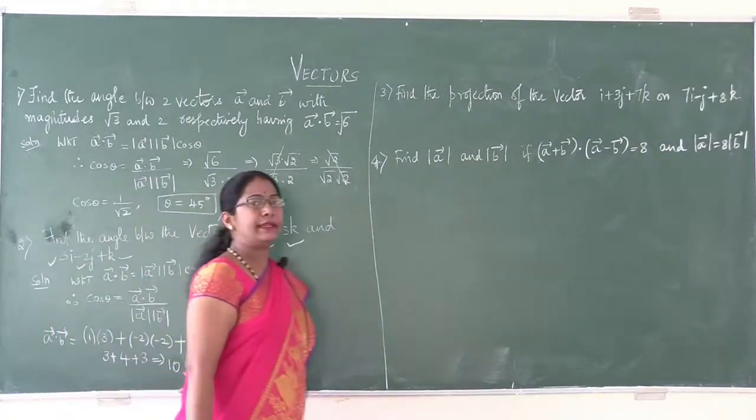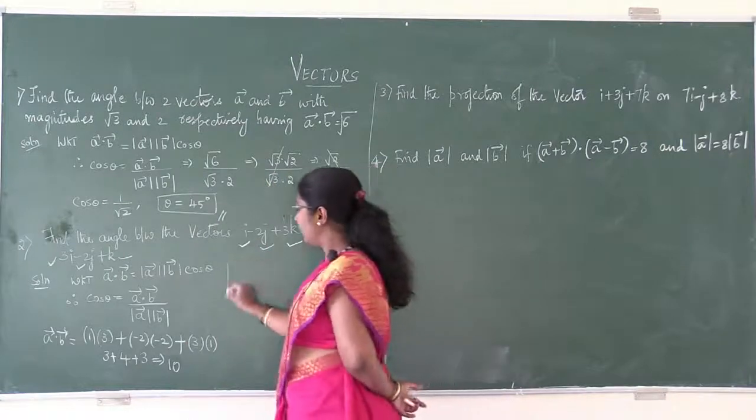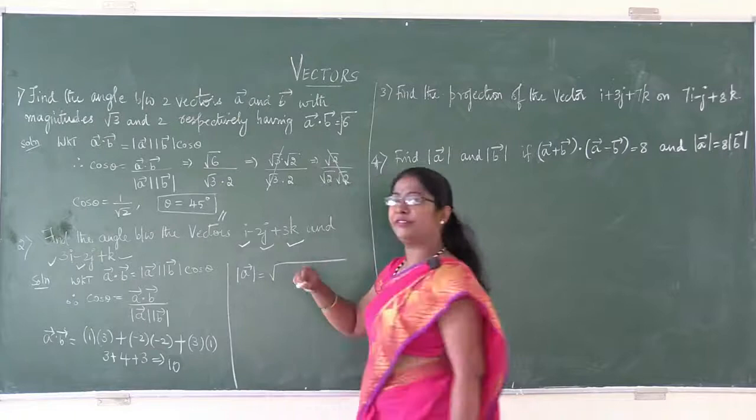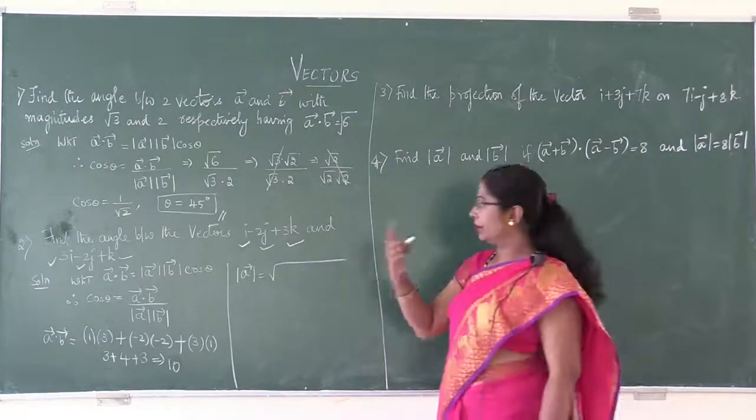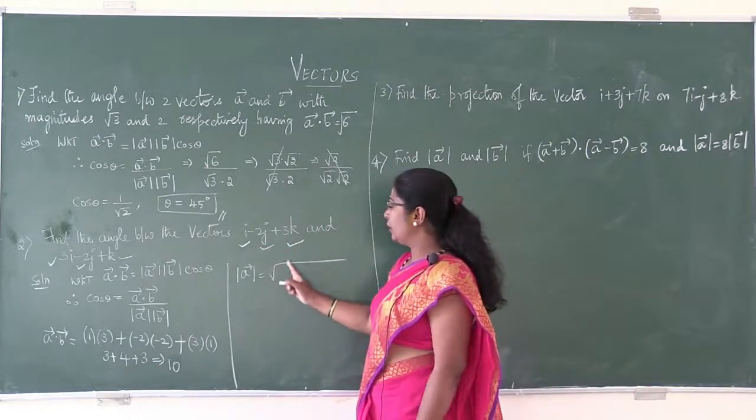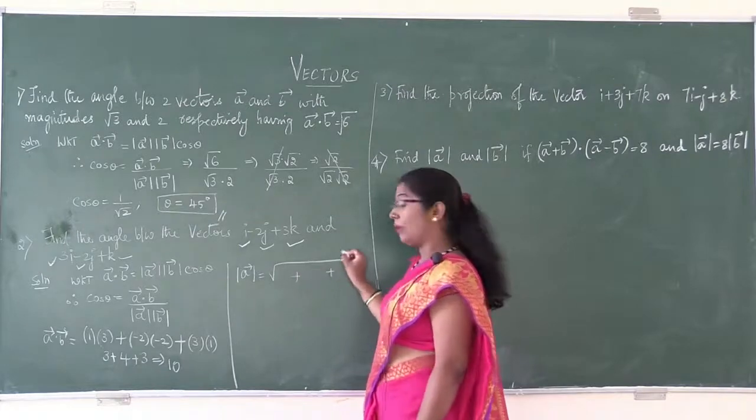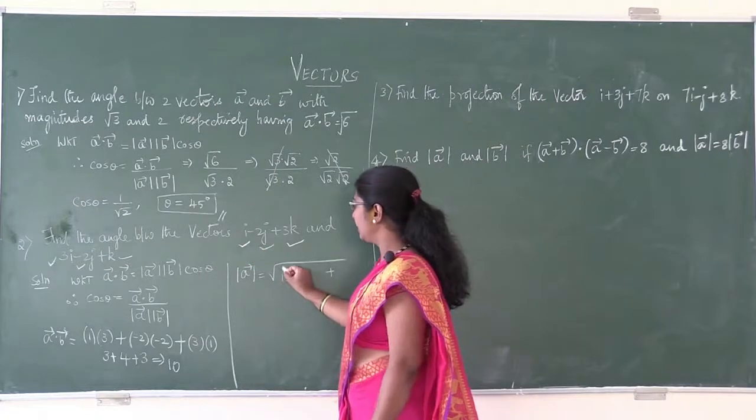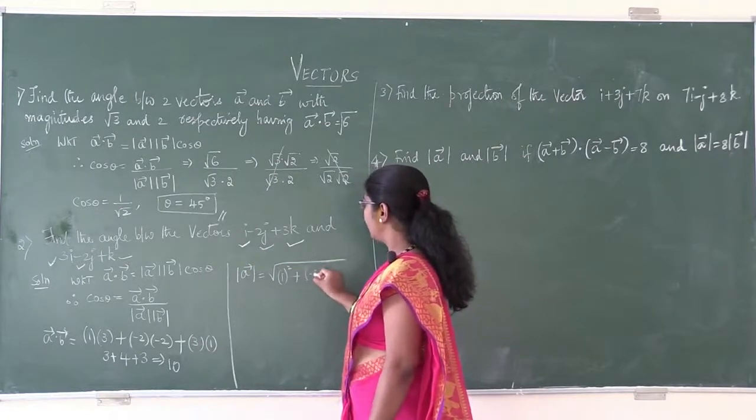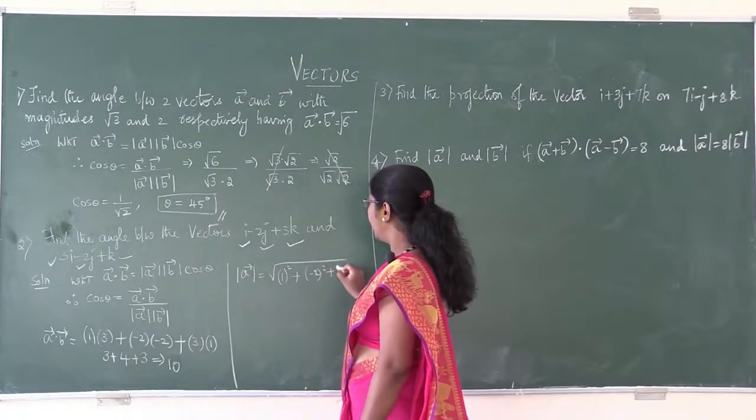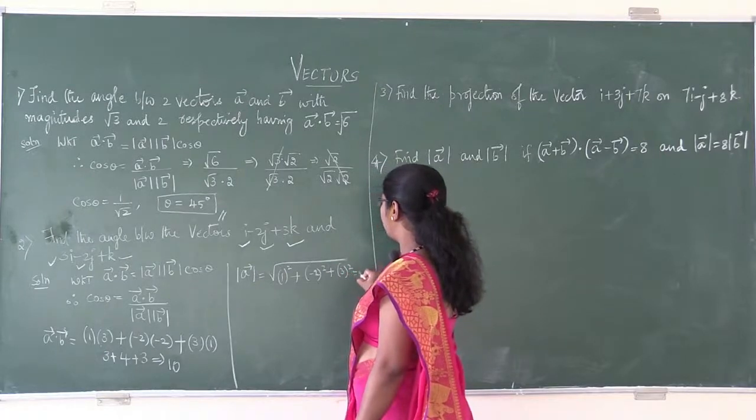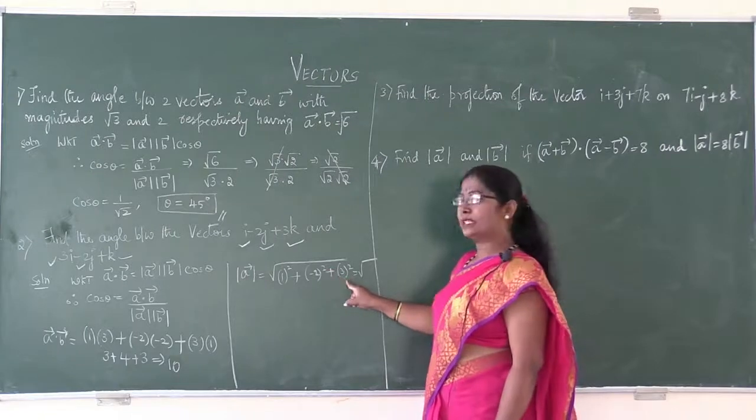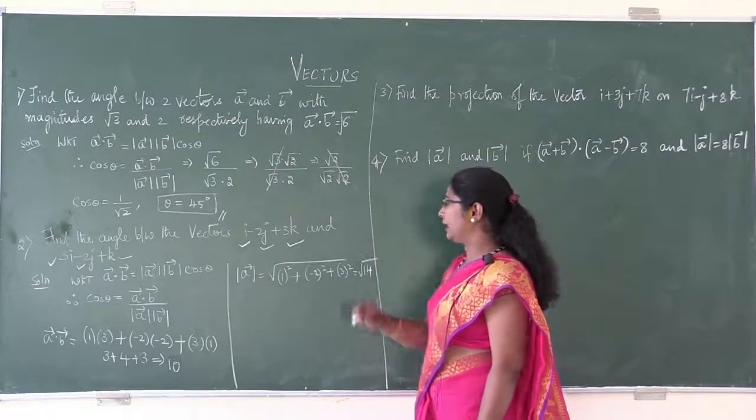This is all about A dot B. Now we shall find out the magnitude of vector A. How do you find the magnitude of vector A? We have discussed this in the previous classes. It is the square root of the sum of the squares of the i, j, k terms. What is the coefficient of i here? That is 1. 1 square plus minus 2 whole square plus 3 square, and this will sum up to 1 plus 4, 5. 5 plus 9 will be root 14.